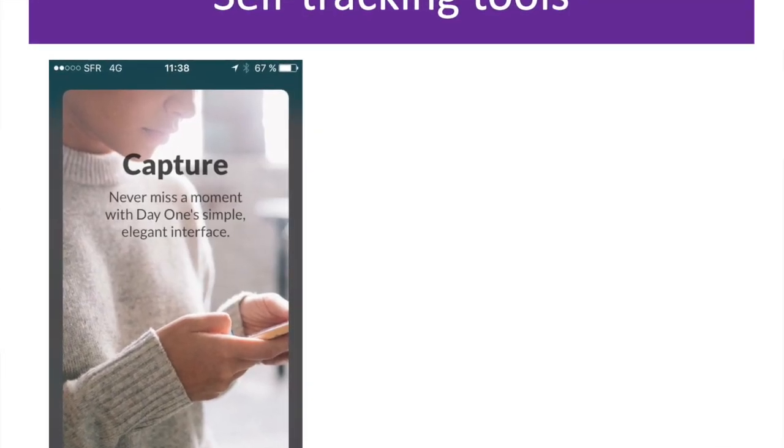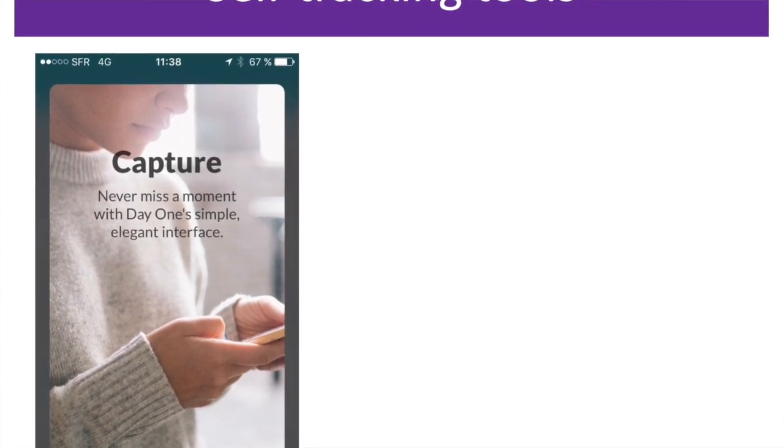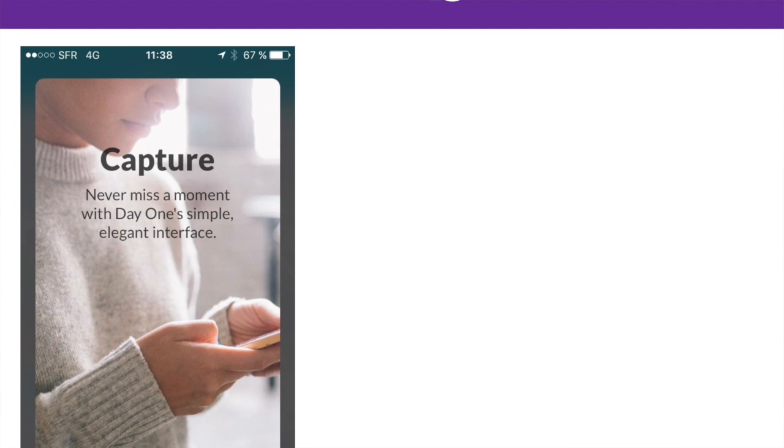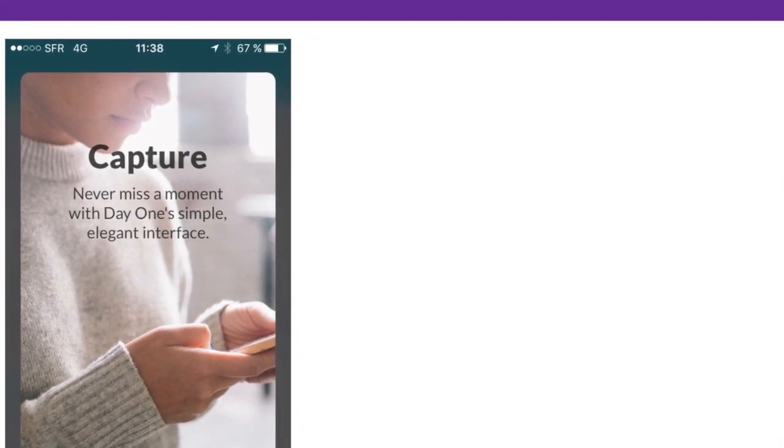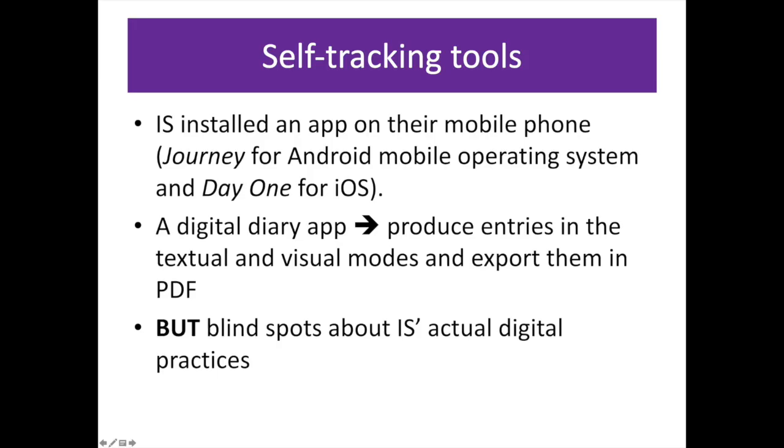Right, now a few words about the self-tracking tools. Of course, that would have been too simple if we could have used the same self-tracking tool for all 16 students, but because of the systems they had on their mobile phones, we had to use two. One was Journey, for the Android mobile operating system, and the other one was Day One for iOS. Both of them cost only $5 or €5, so at most $7 or $8. We paid for this, of course, and we helped them install this on their mobile phones. Of course, they all signed consent forms, and everything was done very properly.